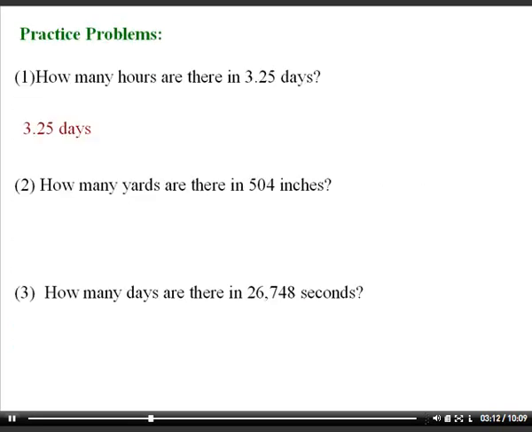In the first example, we have 3.25 days, and we're going to change them to the number of hours. So you write down the given, you put your times line, and we're going to set up our first conversion factor. There's a simple conversion from the number of days to hours, or from hours to days.